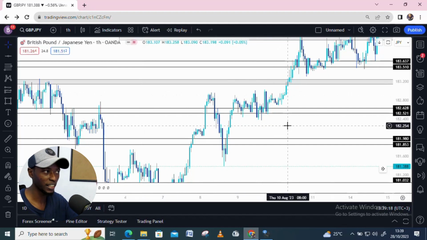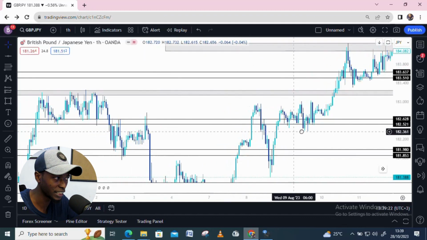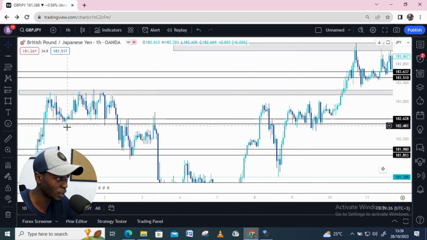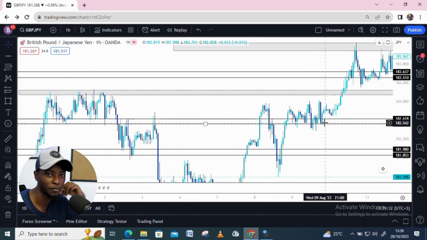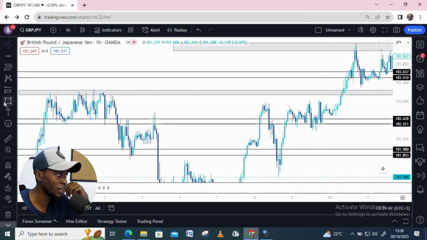So the second way, as you can see, price comes, bounces from this support zone right here. We know it is a support zone. Why? Because price rejected 1, 2, 3, 4, 5, 6, 7, 8, 9 times. So if a market reacts to a point more than 3 times, it qualifies to be a support zone. So let's identify this one.